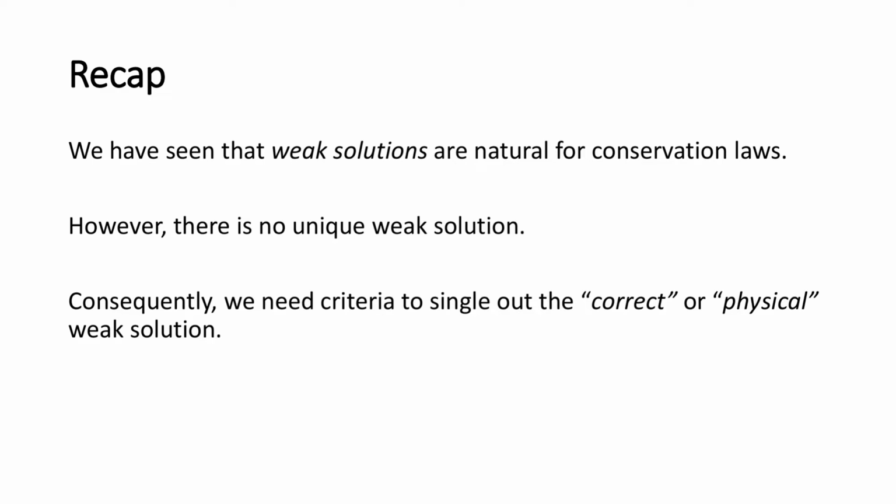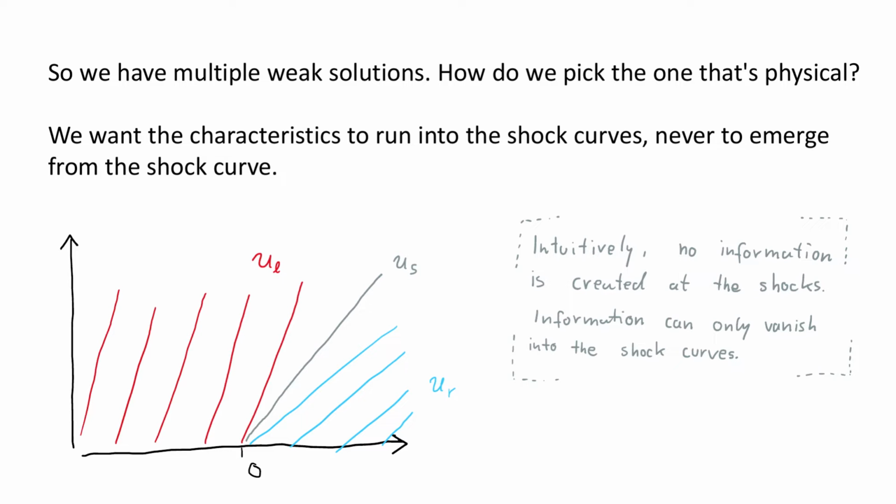Among the class of weak solutions, we want to find a particular weak solution that we deem physical or correct. Entropy conditions will help us to identify those. So we have got multiple weak solutions. How do we pick the one that's physical, if there is any physical one?